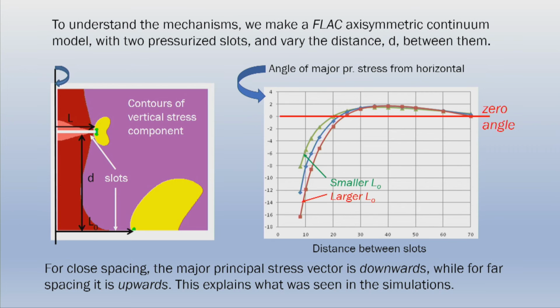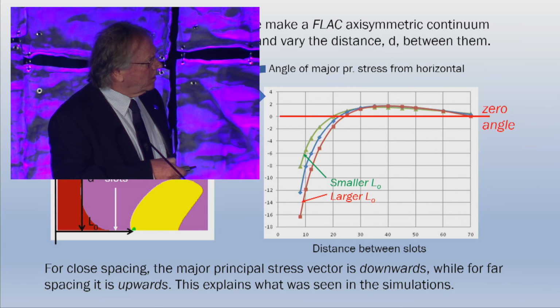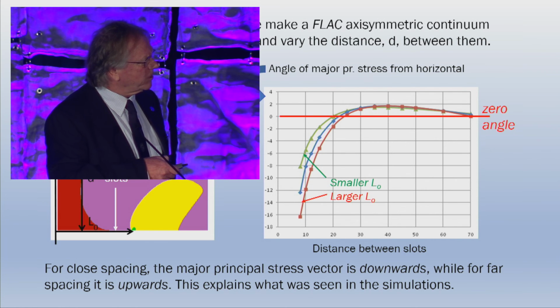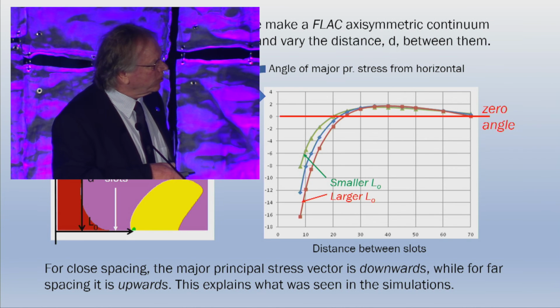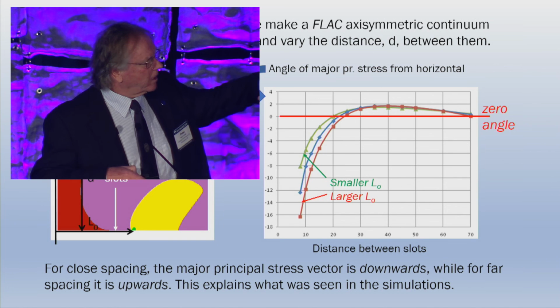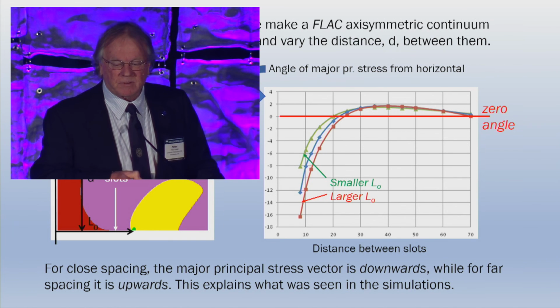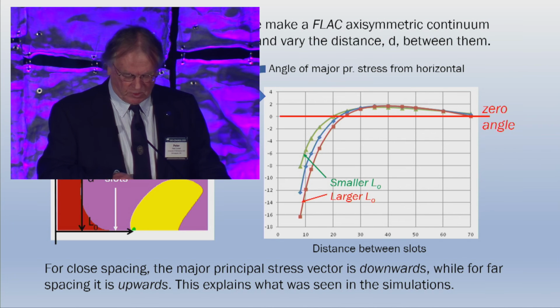Now, typically fractures will propagate along the direction of major principal stress. So if you imagine there's a major principal stress coming from here, and if we plot the direction of this up or down in degrees versus the spacing, you see there's a zero point. So if they're at a certain distance, then principal stress is horizontal, so the cracks will tend to go horizontally. But for a smaller distance, they tend to converge. So this really is an explanation of what we see in that more complicated model.